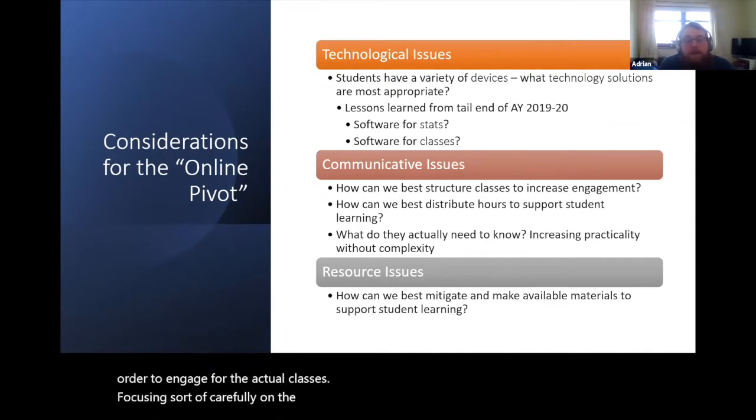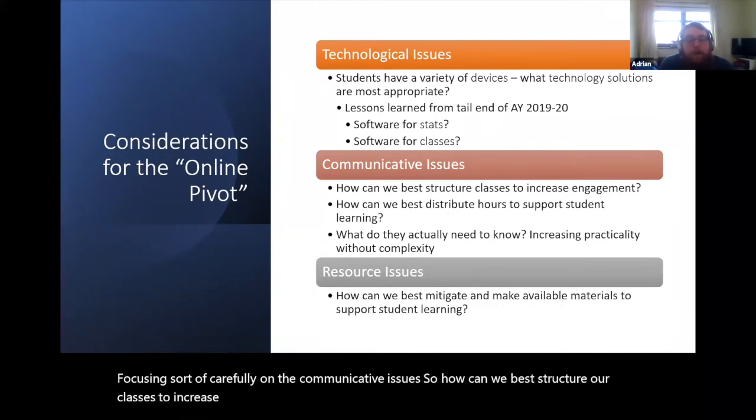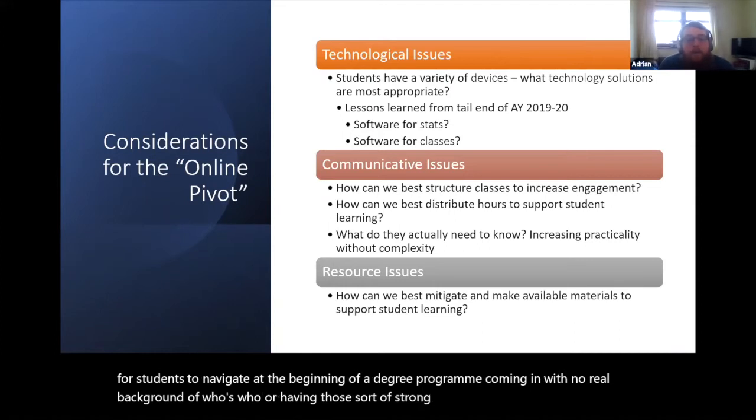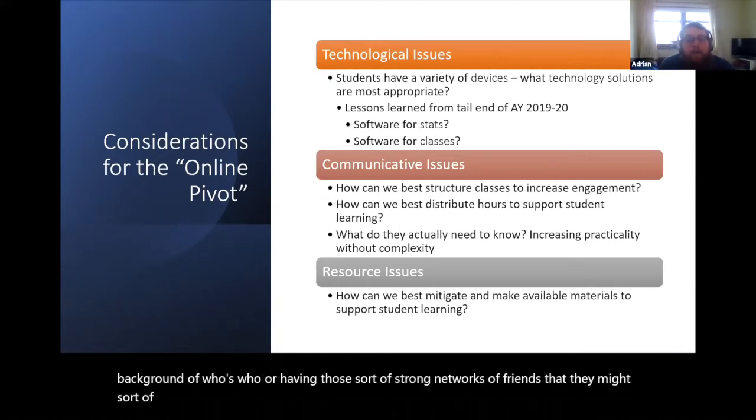How can we best structure our classes to increase engagement in what would always be a challenging environment for students to navigate at the beginning of a degree program, coming in with no real background of who's who, or without those strong networks of friends they might really rely upon as they try to navigate their way around university?